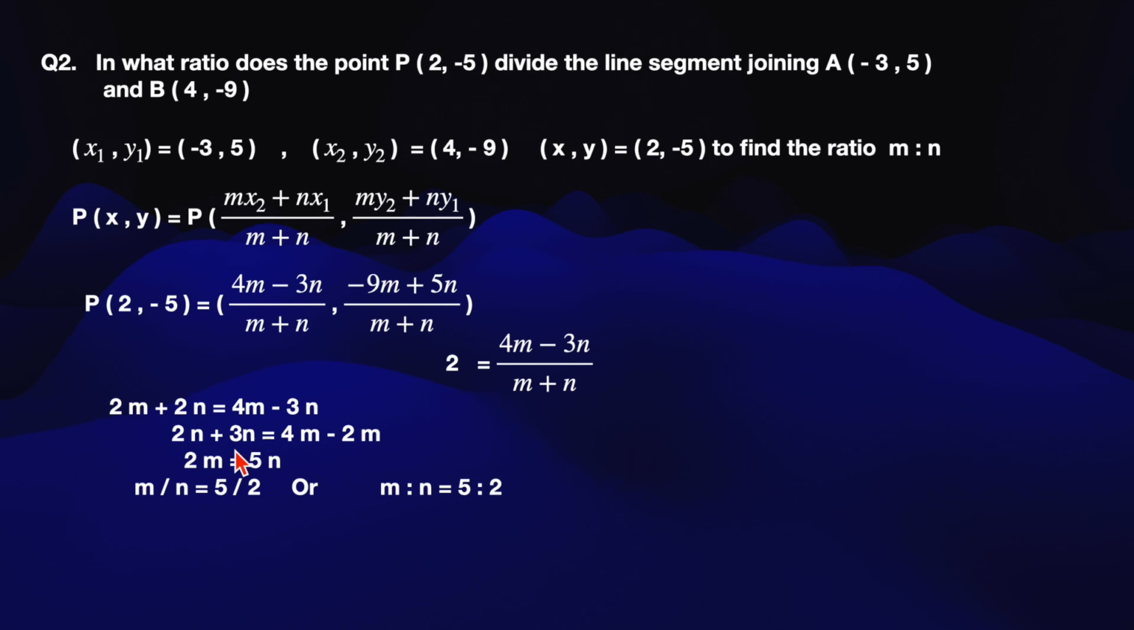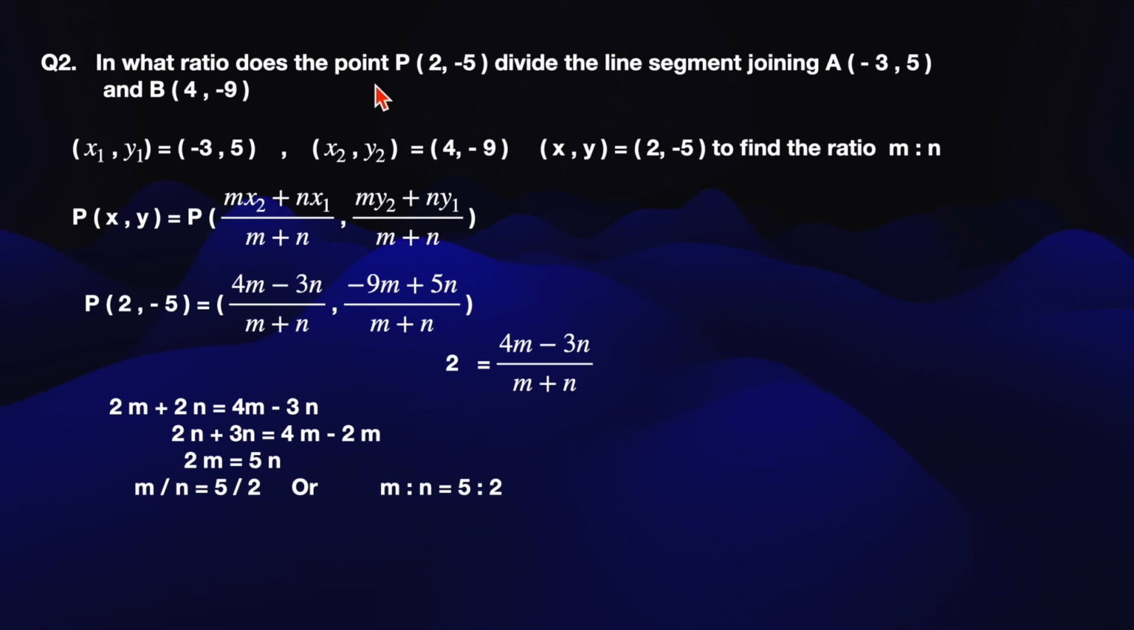So this becomes 5n, and this is 3, 4 minus 2 is 2, 2m. So m upon n is 5 upon 2. So the ratio m is to n is 5 is to 2. So this is what we were supposed to find.